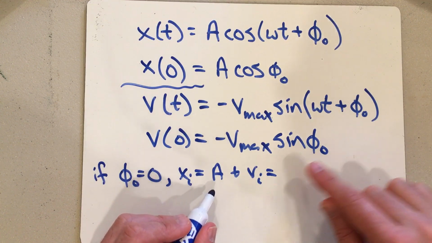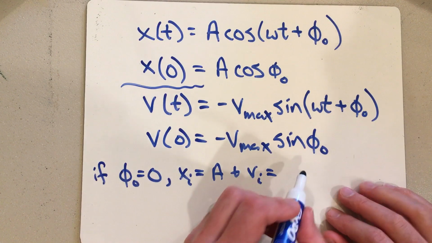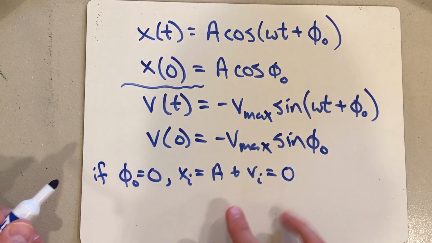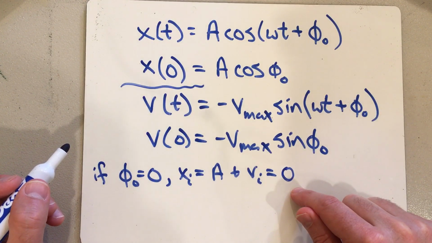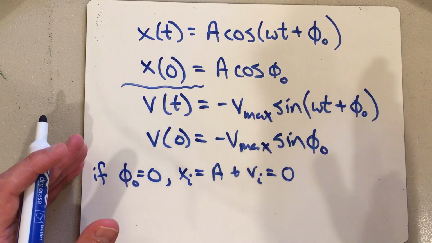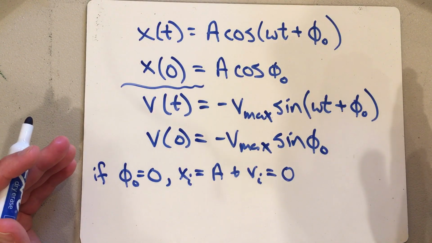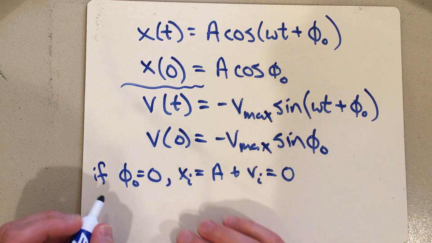X initial is, v initial, so I put in the phase shift of 0. The sine of 0 is 0. Okay, so this makes a lot of sense. My object starts at the amplitude and it has no initial velocity. Well, yes, because we know that when it gets to the amplitude, we can just reason through it. That's the moment it stopped. If it was still moving, that wouldn't be the amplitude because it would still be going.